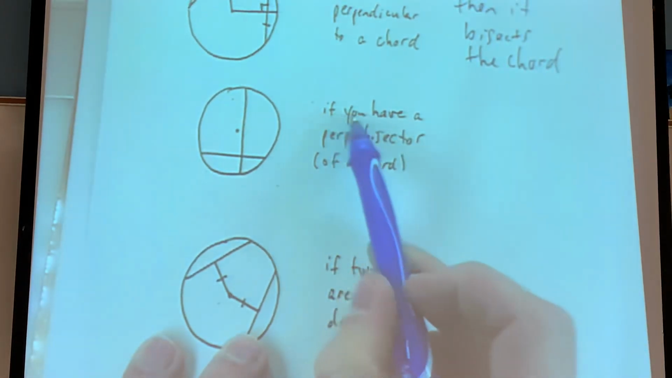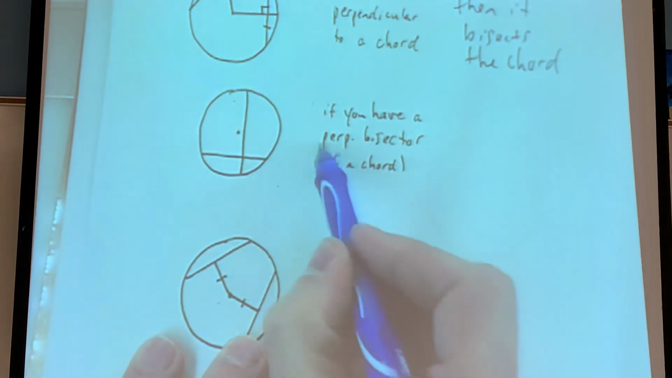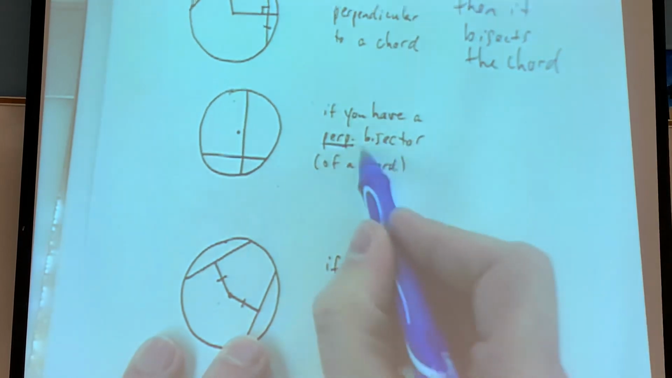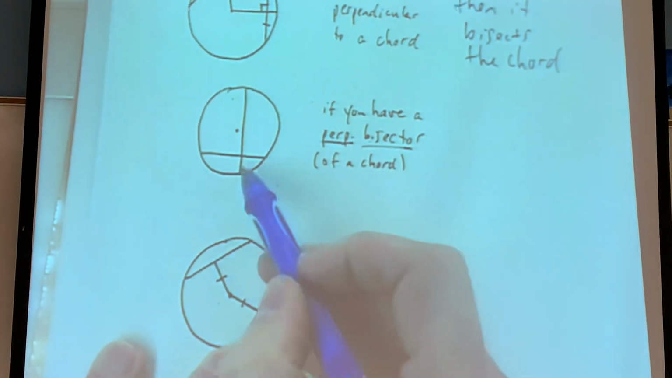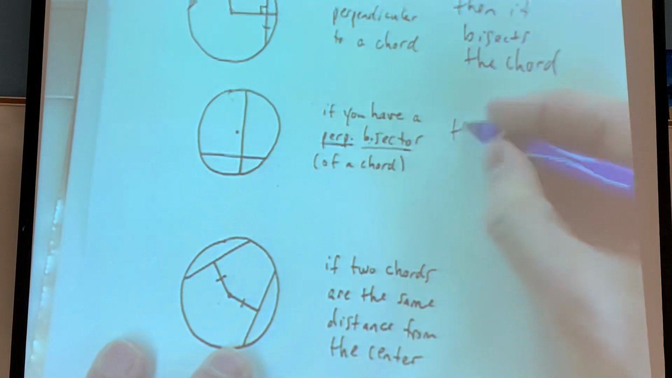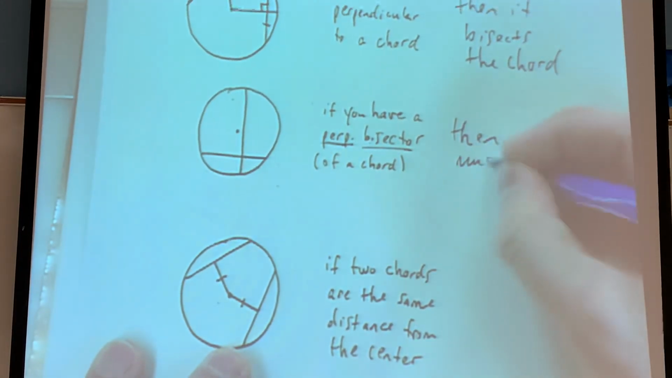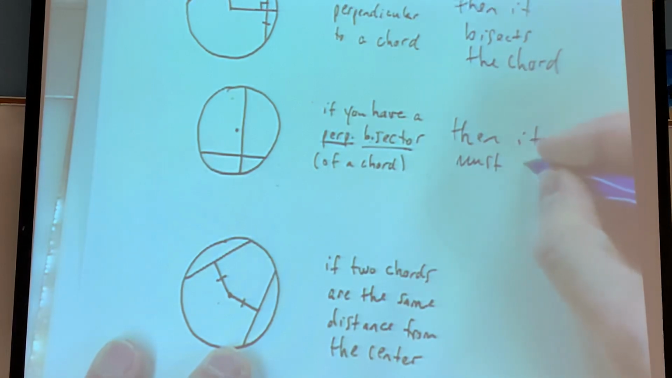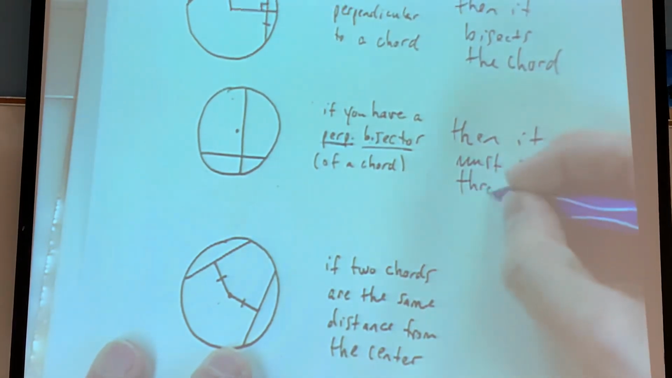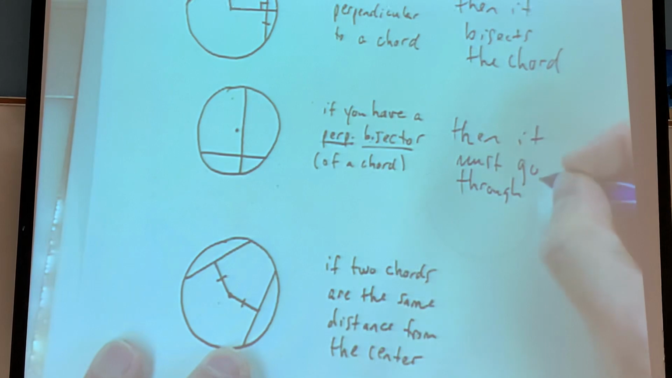So if we were to have a perpendicular bisector of a chord, then it must go through the center.